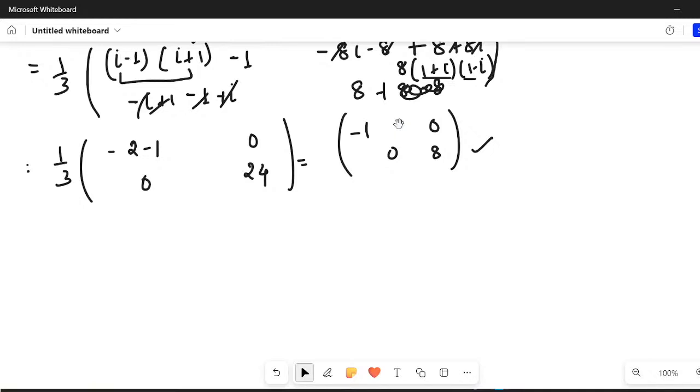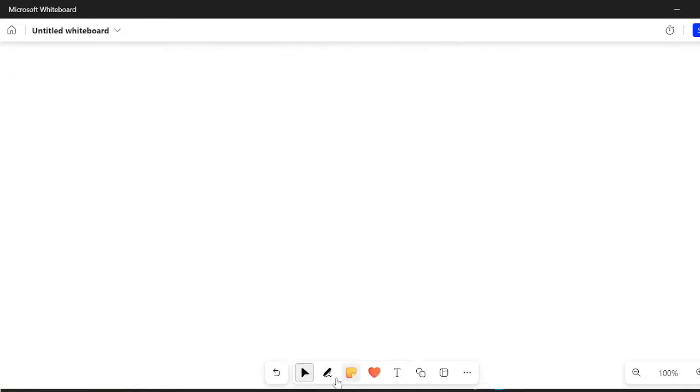Okay, see how much time it has taken for me to do a diagonalization of a 2 cross 2 matrix. So I hope you will do 3 cross 3 on your own. Now let us discuss some very qualitative parts regarding diagonalization, and then we'll do some questions that have come in the examination so that you understand the level of the examination.